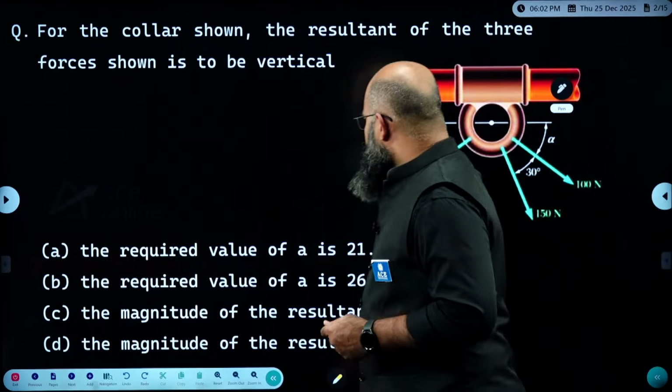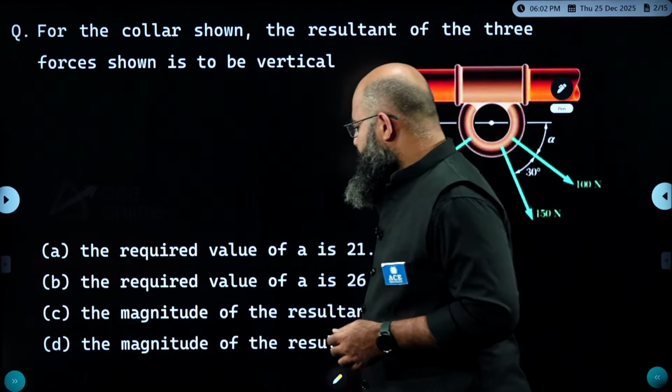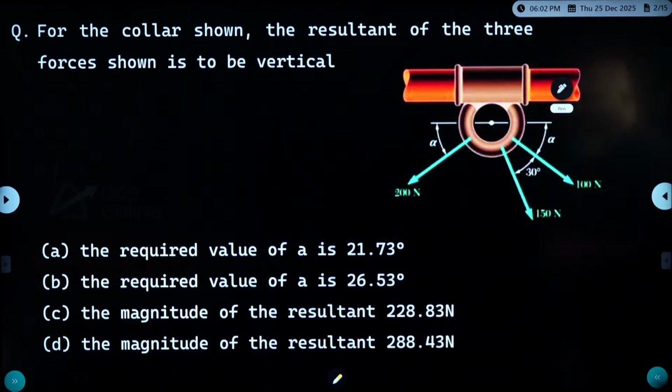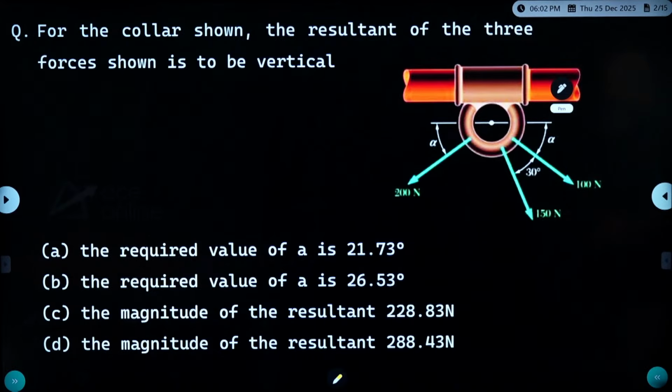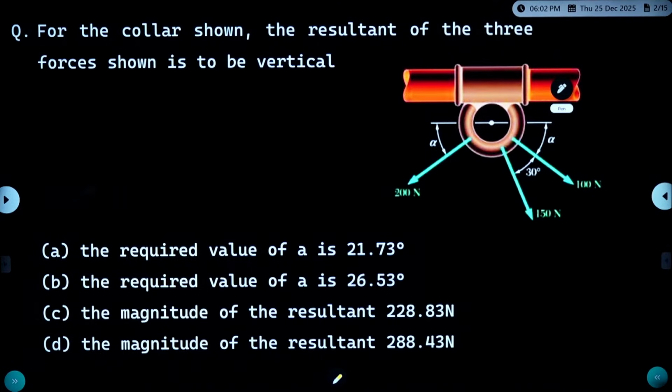I'll start with a relatively simple question first of all. The question is saying, for the collar shown, the resultant of three forces shown is to be vertical. So he has given a condition over here. The resultant of three forces over here is vertical.